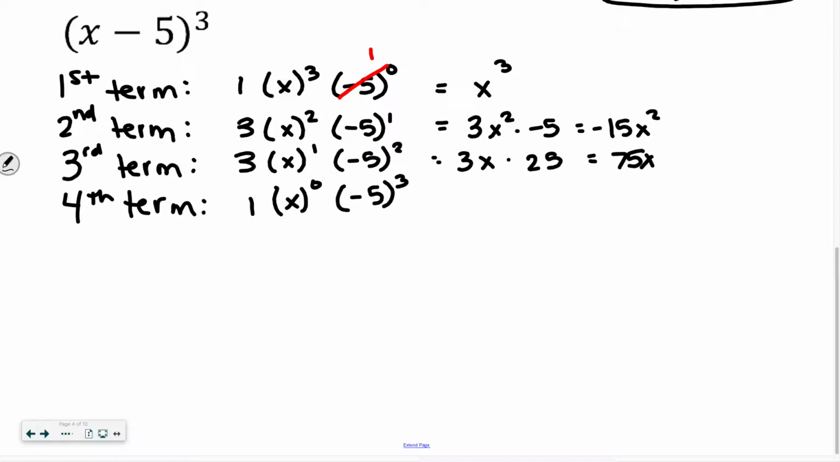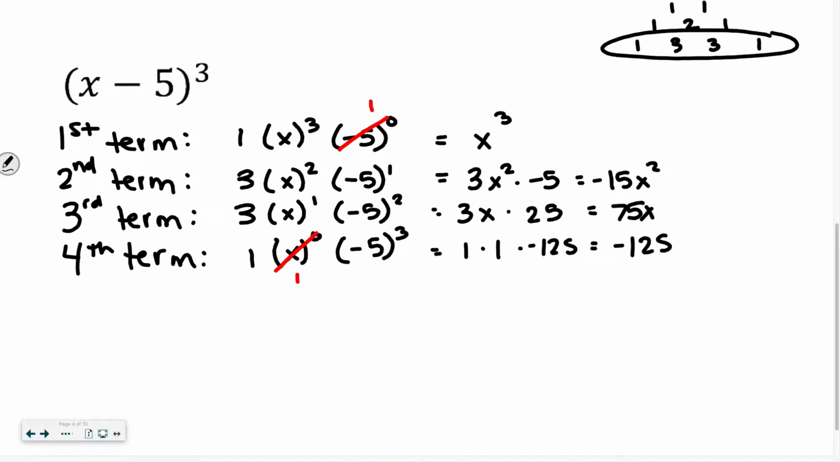3 times 25 is 75x. And the last one, remember, anything raised to the 0 is 1. So this is 1 times whatever negative 5 to the third is. Negative 5 times negative 5 is positive 25, times a negative 5 is negative 125. So this equals negative 125. So I'm just cleaning up what my 4 terms are. And then that allows me to say what the expansion will be. I can just write them back. X cubed minus 15x squared plus 75x minus 125.